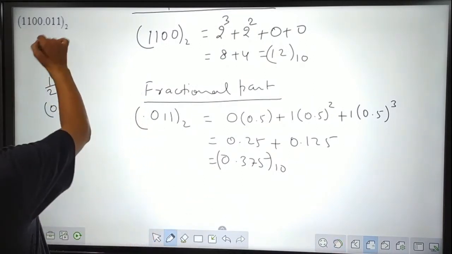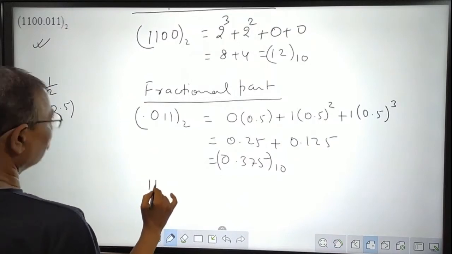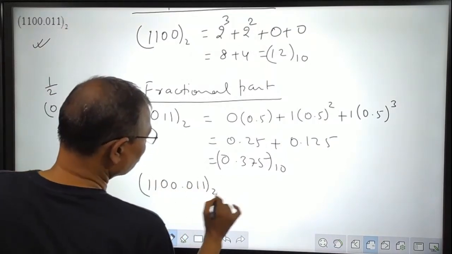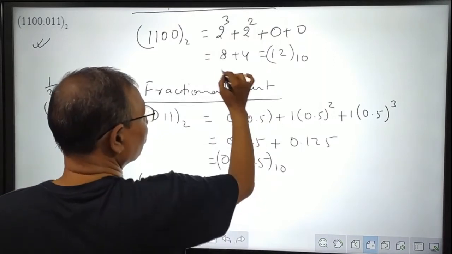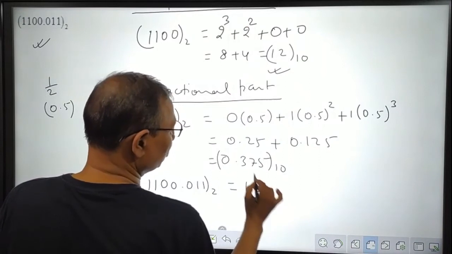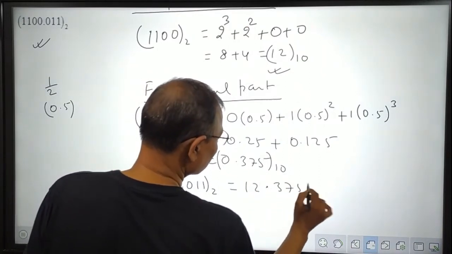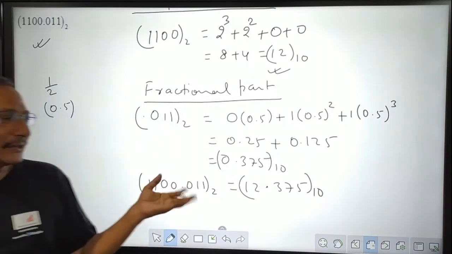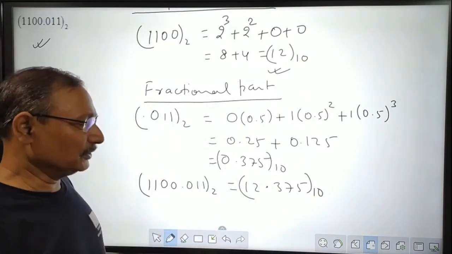So this binary mixed number 1100.011 can be written as the non-fractional part 12 and the fractional part 0.375. So this is the conversion of this mixed binary number into the decimal system.